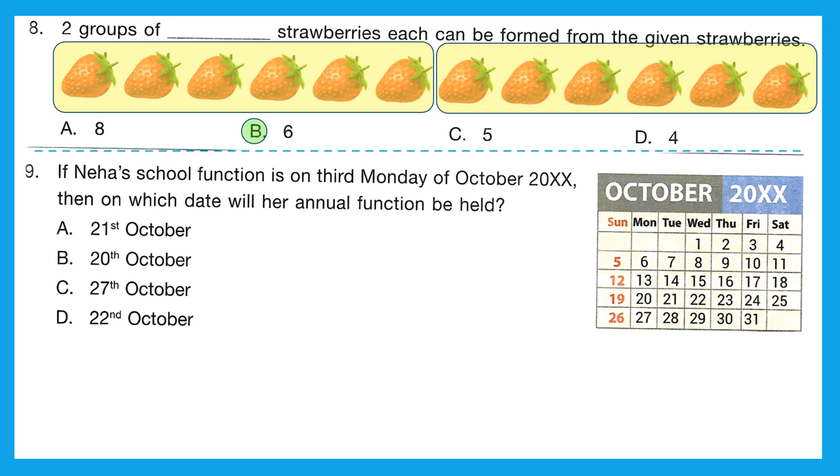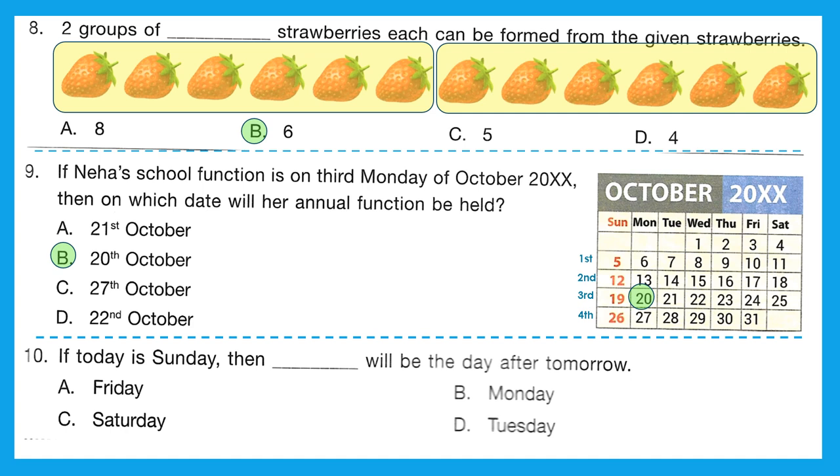Question 9. If Neha's school function is on 3rd Monday of October 20XX, then on which date will her annual function be held? The calendar of October 20XX is already given. And here it is mentioned that the annual function is falling on 3rd Monday. Let's first see how many Mondays are there in this October 20XX. So under Monday column, we'll count. First Monday would be 6th. Second Monday would be 13th. Third Monday would be 20th. And fourth Monday would be 27th October. So the third Monday is 20th October. And the annual function will be held on 20th October. Option B is the correct option.